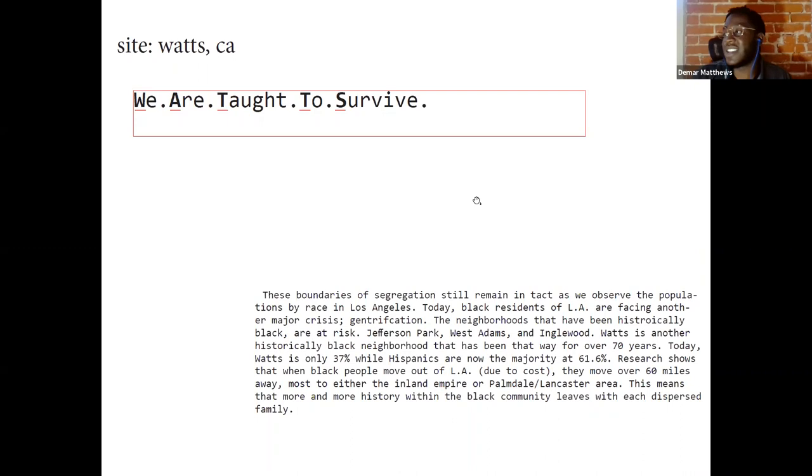Watts has an acronym that they go by: We Are Taught to Survive. I've known this all my life. I have family in Compton and really close ties to Watts. But when I started to reanalyze this as an adult, to be taught to survive and not to be taught to thrive is pretty heartbreaking. And that says a lot to me.